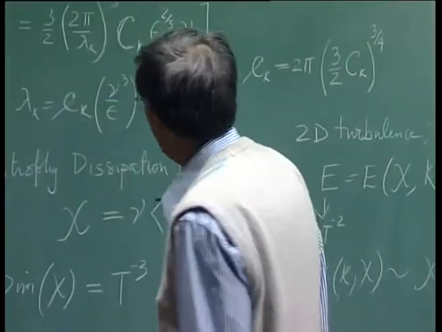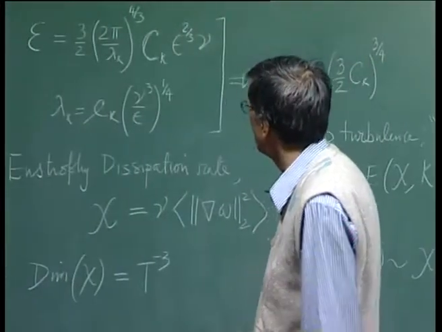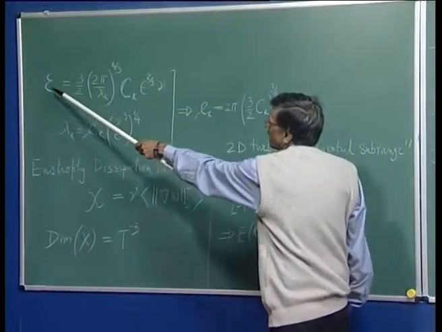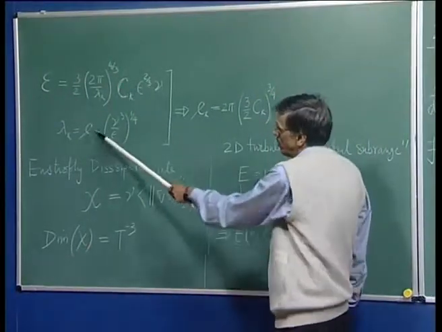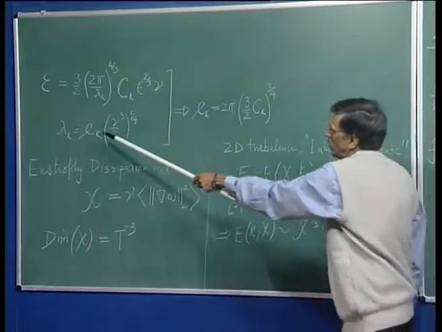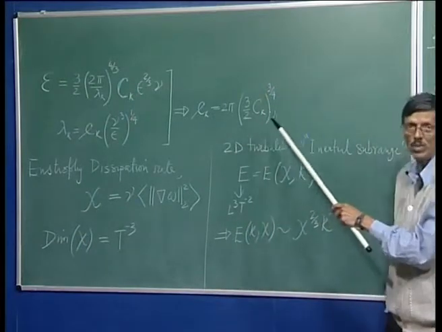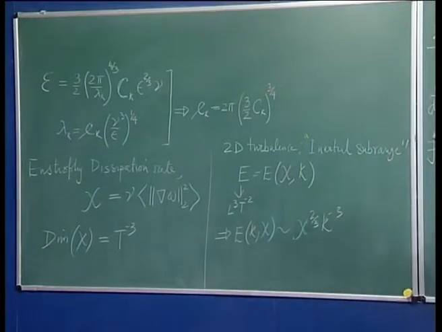Yesterday we were talking about the inertial subrange of 3D turbulence, and we figured out that there were two constants, one appearing in the definition of the dissipation, another appearing in the microscale, and these two are not independent. The lowercase C_k can be obtained in terms of the uppercase C_K. So, this is one thing that we noticed.